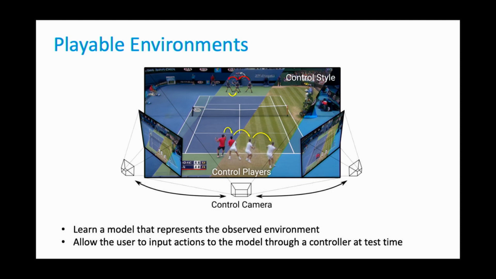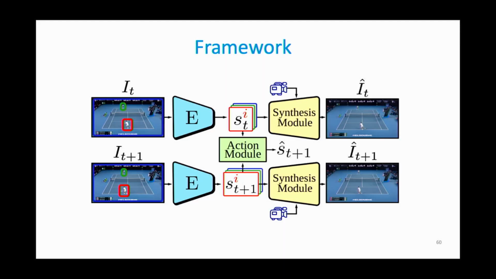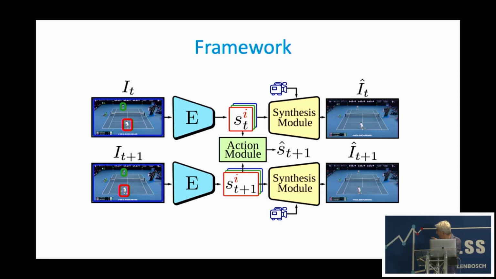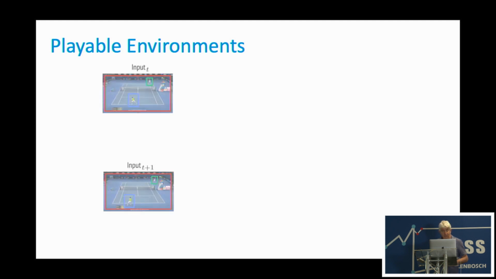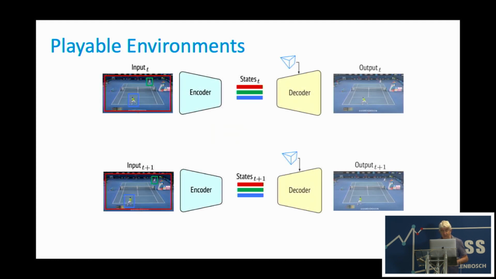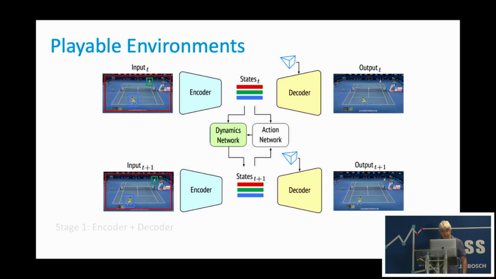So practically here, we want to learn a model that represents the observed environment, and you can control the players, control the style of the field, and also control the camera. Of course, with some limitations, and I will tell you what's going on there. So we have the same type of setup, in which you have different frames, the encoding, the action models, and the synthesis model. There you can also change the cameras and the styles. The difference here is that it's very similar to what we had before.